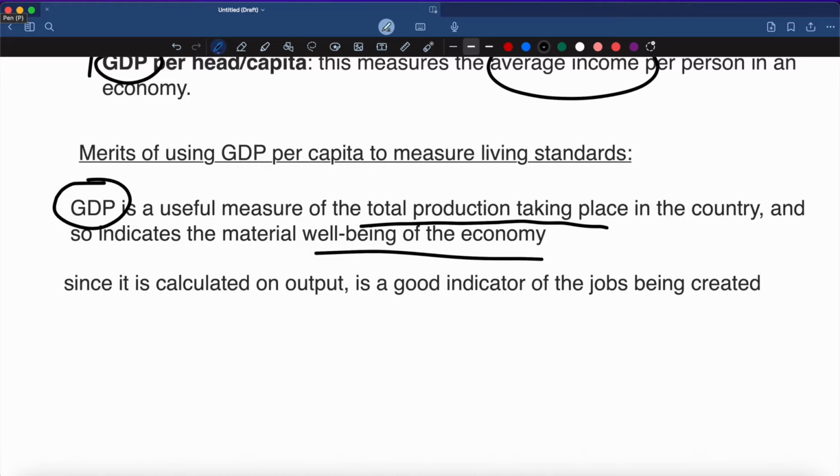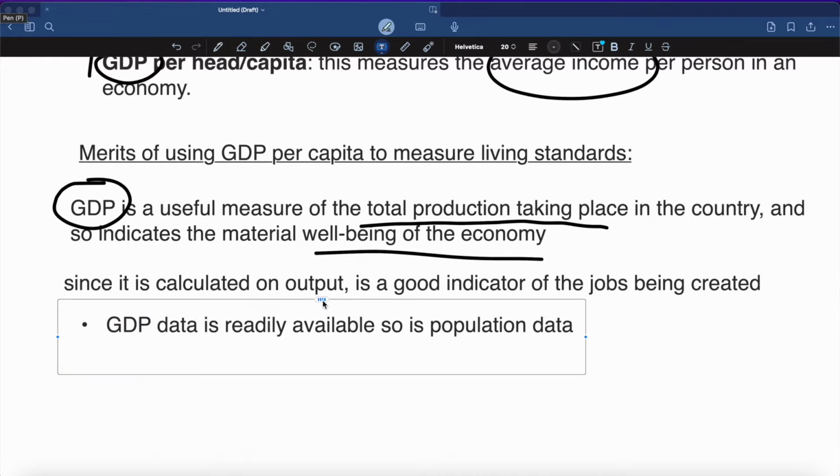Okay, and last but not least, GDP is already available. GDP is a metric that's used in a lot of stuff by the government. GDP is used to make predictions for the future, and so GDP is already readily available. So it has the population's data. Why not use it to measure the living standards?